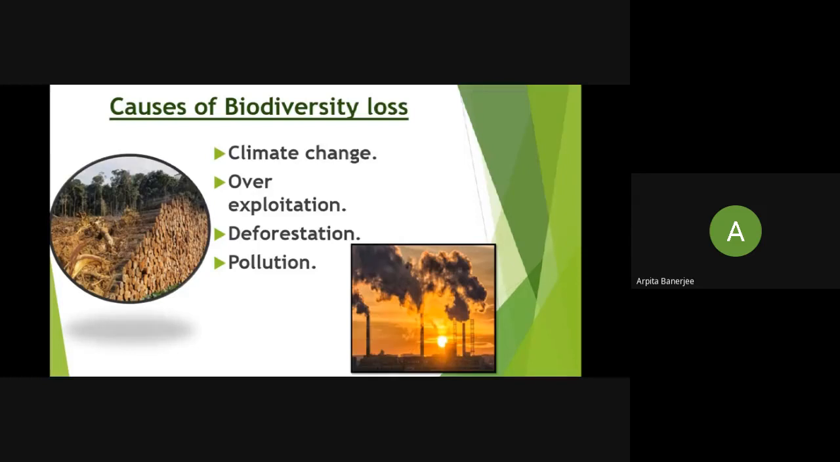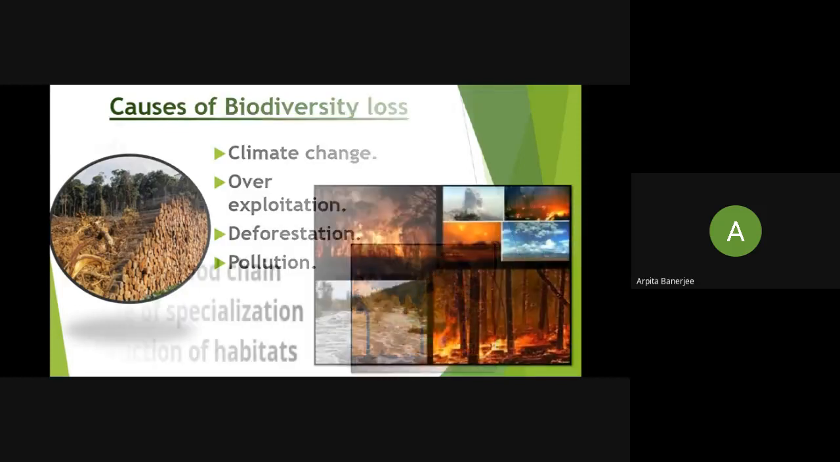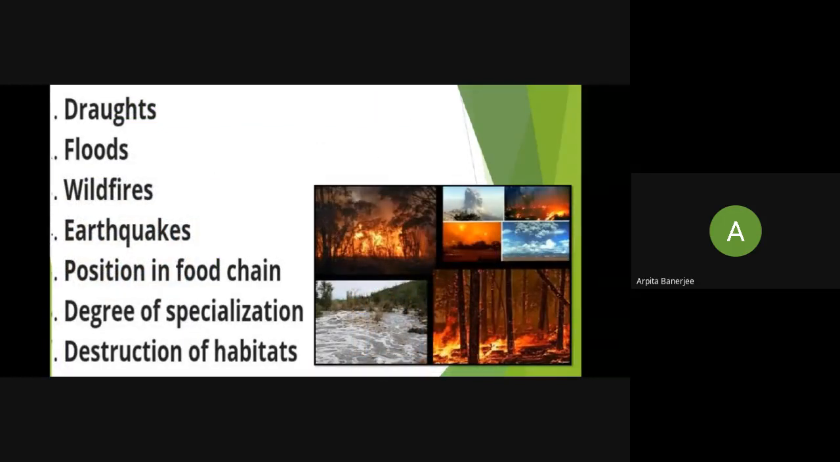Fourth, the pollution made by human beings. Also droughts, which are natural disasters, floods, wildfires, earthquakes, position in food chain, degree of specialization, destruction of habitats are the major reasons for losing biodiversity.